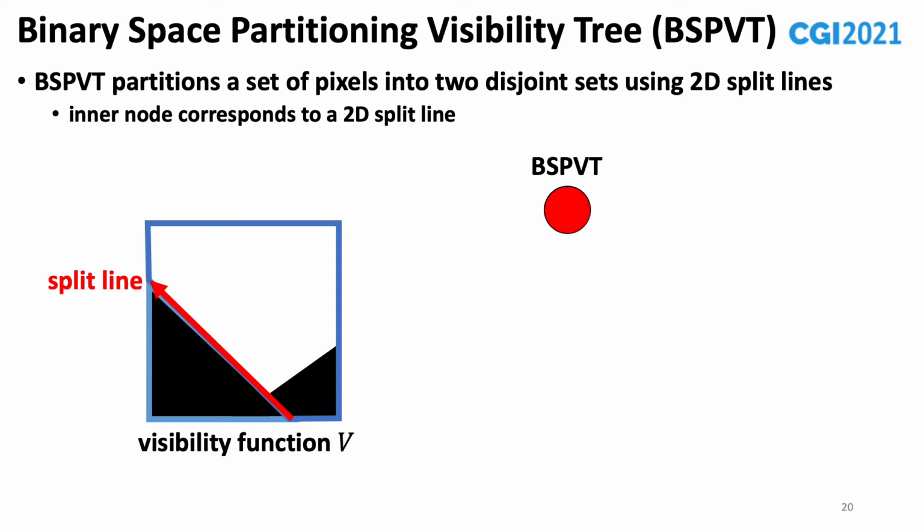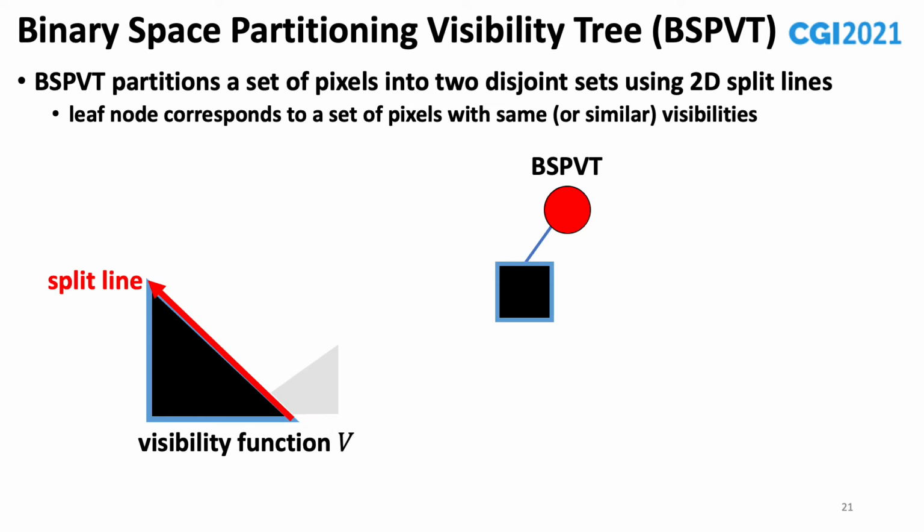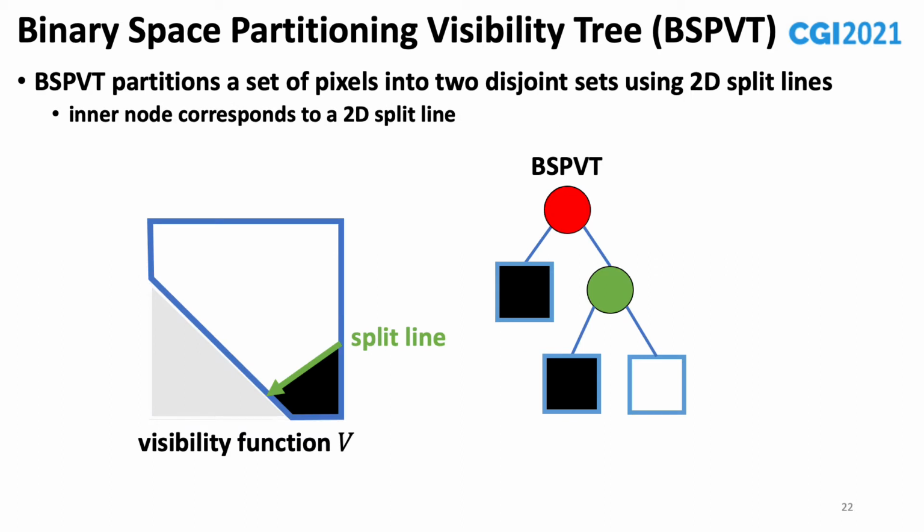Each inner node of BSPVT corresponds to a 2D splitline that partitions a set of pixels into two disjoint sets. Since the left side pixels with respect to the red splitline have the same visibilities, these pixels are considered as a leaf node as shown in this slide. In a similar way, the right side pixels are further partitioned into two sets of pixels by using the green splitline, and two leaf child nodes are constructed as shown in the right.